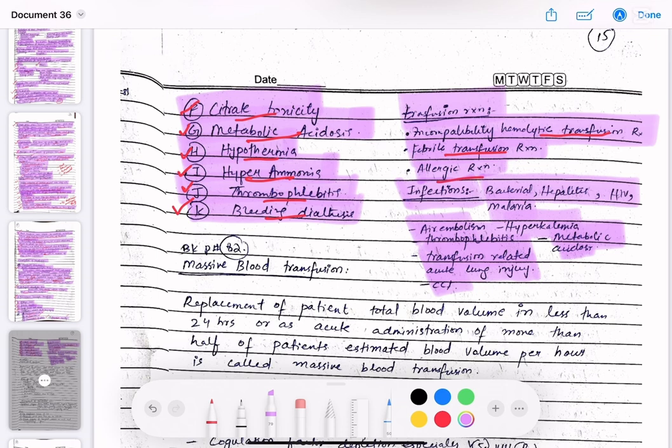are bacterial, hepatitis, HIV, and malaria, air embolism, hyperkalemia, thrombophlebitis, and metabolic acidosis, and transfusion-related acute lung injury, and congestive cardiac failure.